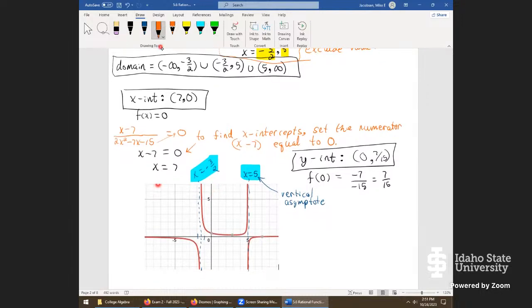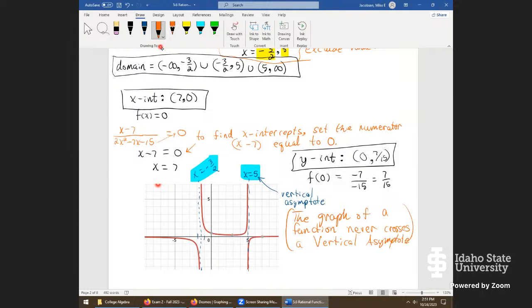One nice thing about a vertical asymptote is the graph of a function, now this one is absolute, it never crosses a vertical asymptote.